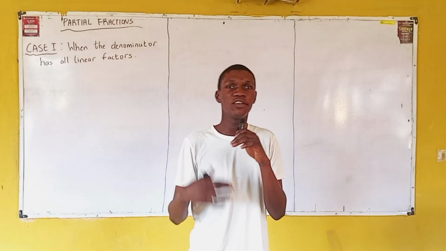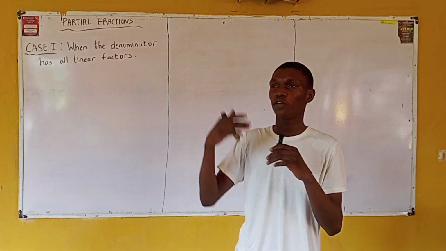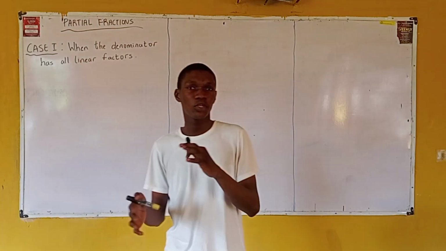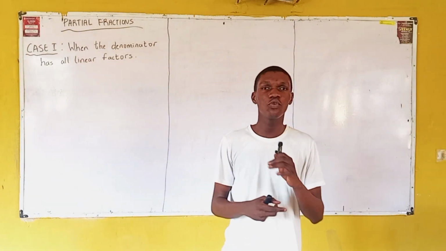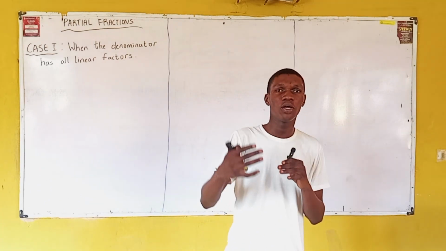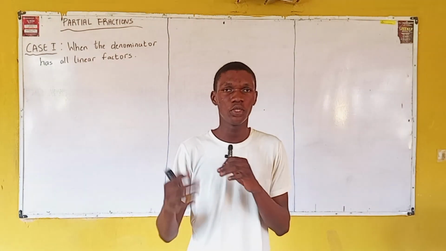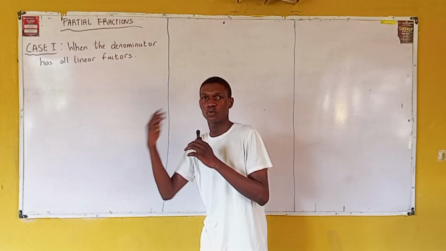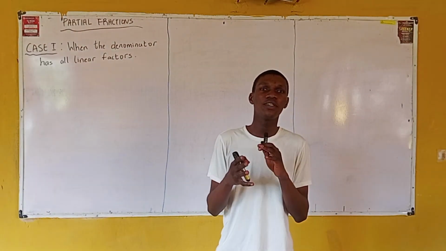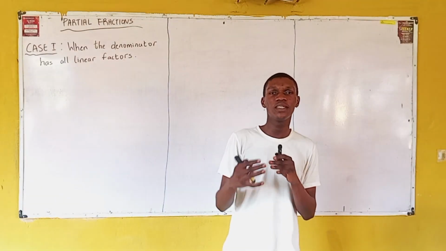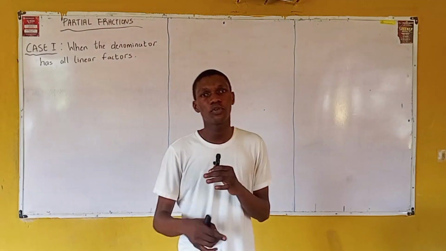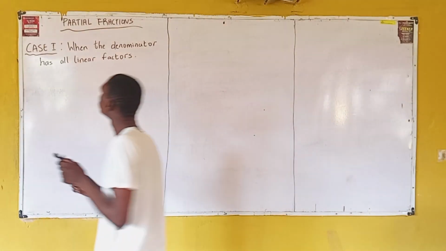So what do we mean by linear factors? We know under polynomials we have cubic, we have quadratic, we have linear. So when we talk about linear, that means when the highest power of a variable is 1. And for quadratic, when you are given the denominator as quadratic, we can simply break it down into two linear factors. So let's take one example.